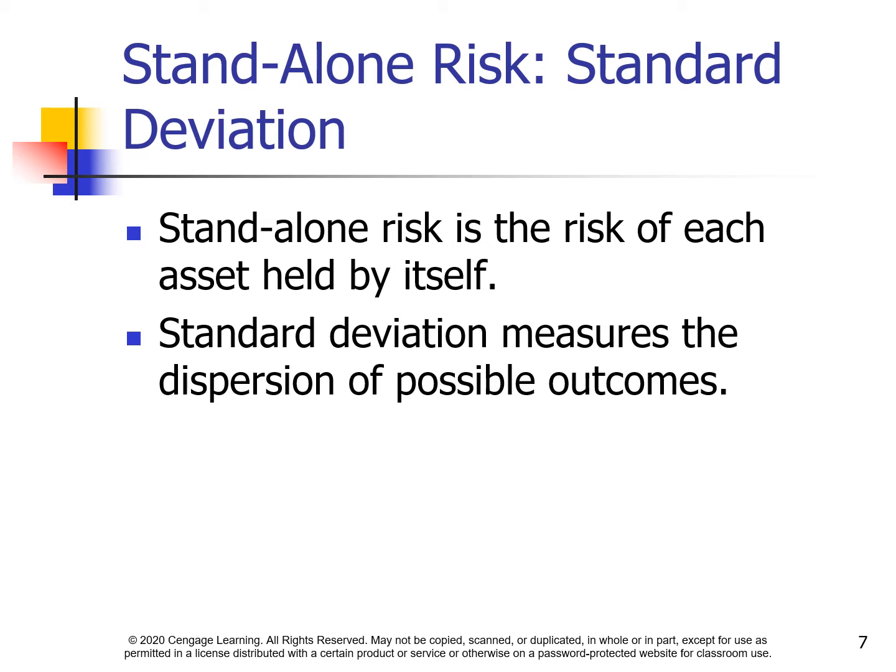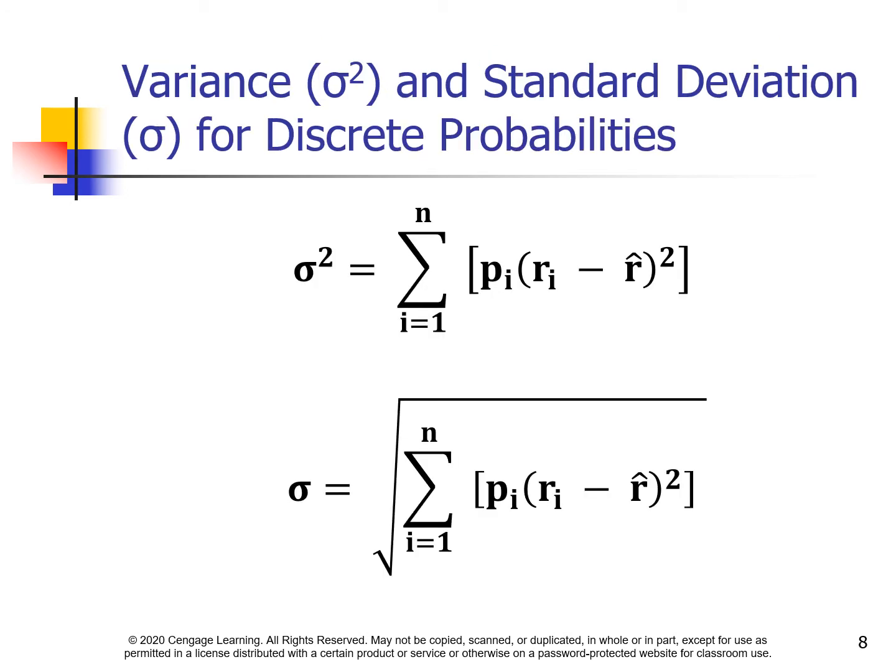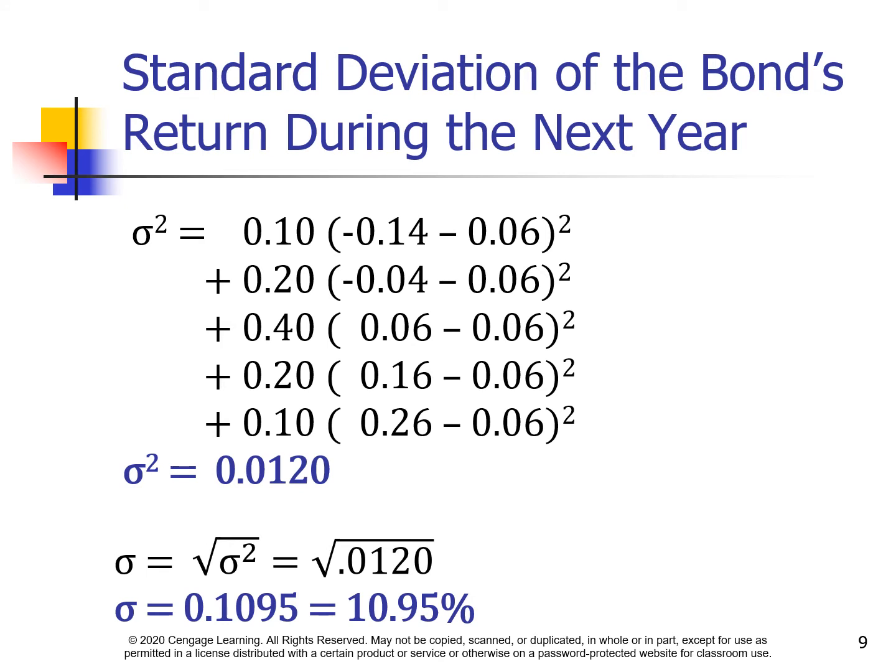Stand-alone risk, standard deviation. Stand-alone risk is the risk of each asset held by itself. Standard deviation measures the dispersion of possible outcomes. We can use the following formula to calculate the variance and the standard deviation for discrete probabilities. Standard deviation of the bond's return during the next year will be calculated as follows.